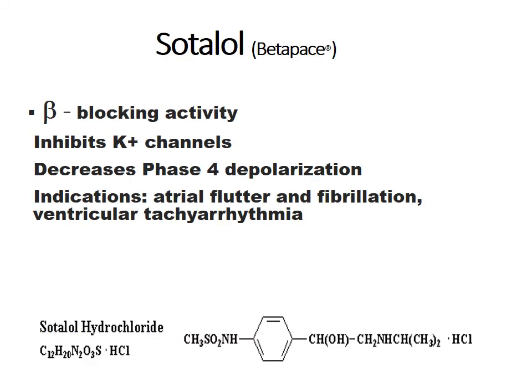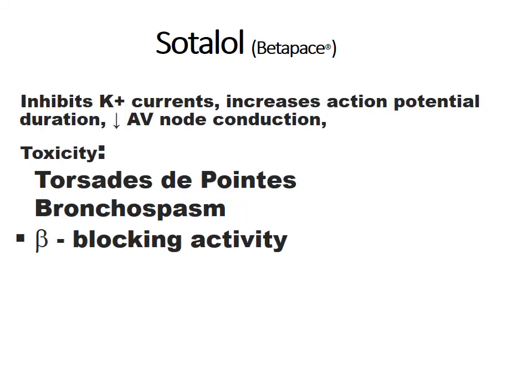Another agent is sotalol, otherwise known as Betapace. It's actually a beta blocker, so you'd think it would fit into class 2, but it's actually going to be class 3, because even though it does have your beta blocking activity, it will also inhibit these potassium channels. So this is kind of a unique beta blocker in that it does inhibit those potassium channels, and can be used for ventricular arrhythmias along with AFib and A-flutter. Very similar toxicity as you would see with other non-selective beta blockers, but just keep in mind that this one also has the potential to cause torsades due to those potassium blocking effects.